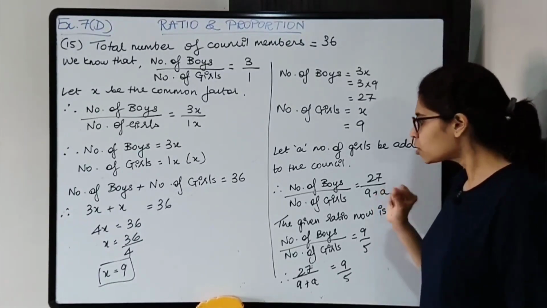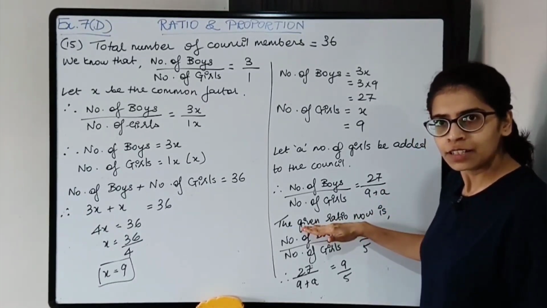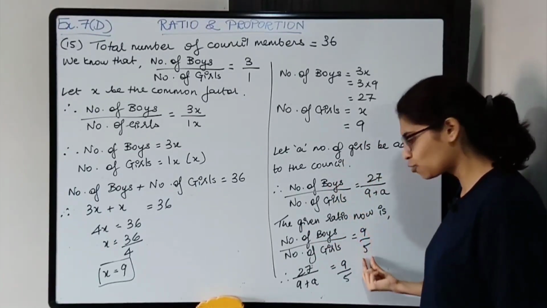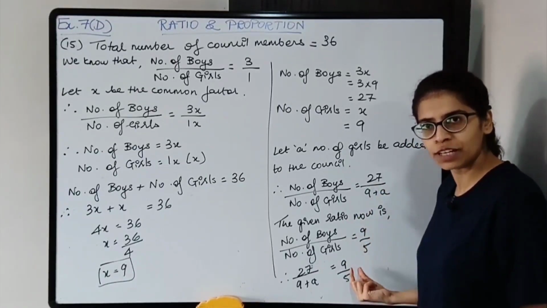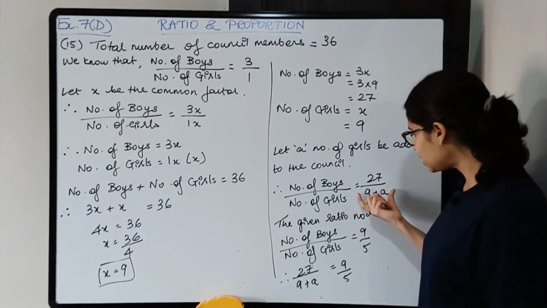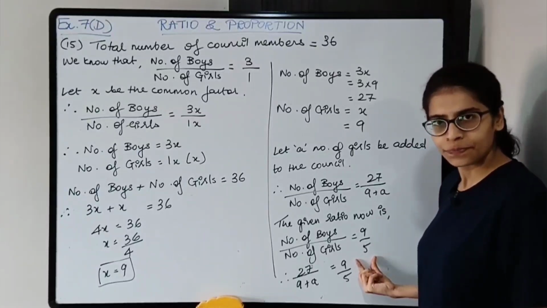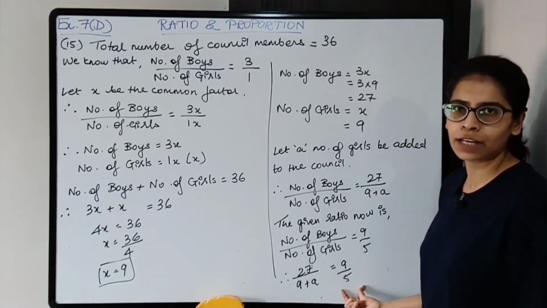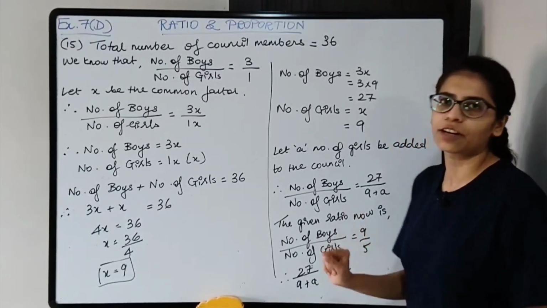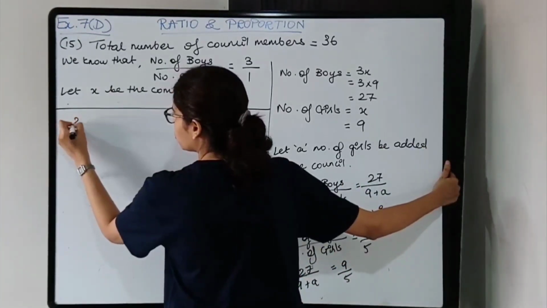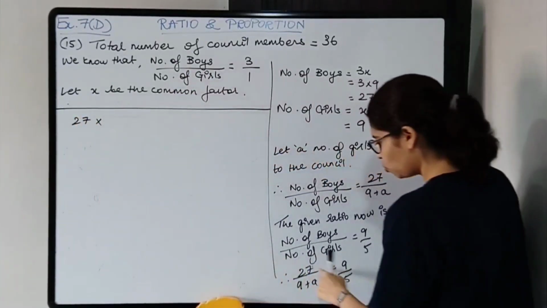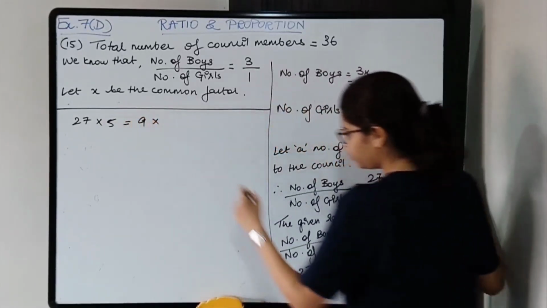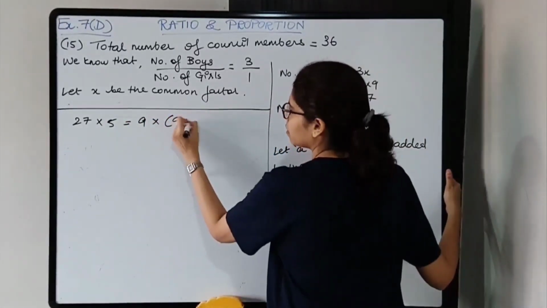So we are already given in the question that the ratio of number of boys to number of girls now will be 9:5. New ratio is 9:5, and we are getting this. So we can say this ratio is equal to this ratio. So 27 upon 9 plus a is equal to 9/5. We'll solve this and find out the value of a. So cross multiplying, 27 into 5 is equal to 9 into 9 plus a.